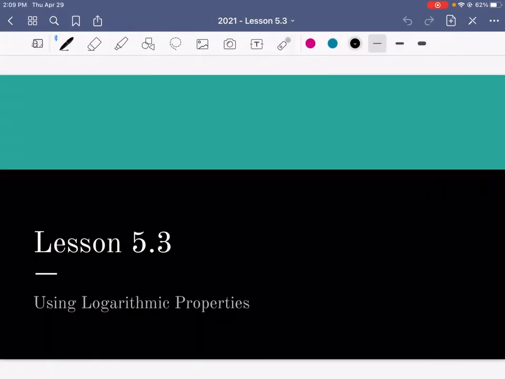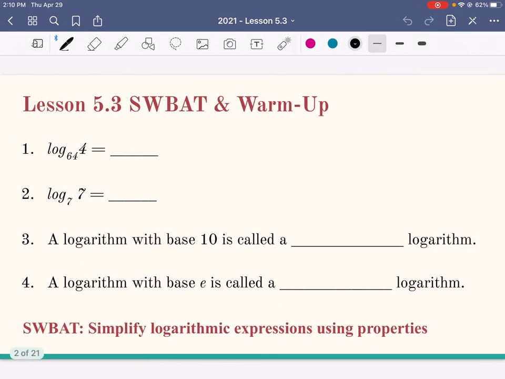Hi guys, so today we're covering lesson 5.3, which is all about using the logarithmic properties we've learned so far, and then we're going to learn a couple of new properties today as well. Okay, so for your warm-up, first question says find log base 64 of 4.